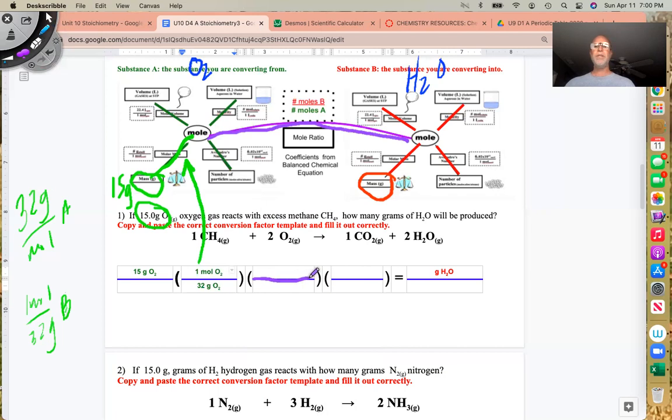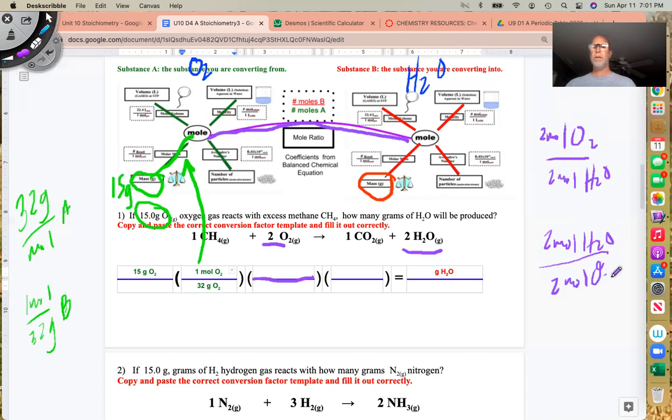Where do we get our mole ratio? We get it from the balanced chemical equation. So we're working with oxygen and we're working with water. Now, are we going to put the oxygen on the top or the oxygen on the bottom? Let's see. Is it going to be 2 moles of oxygen for every 2 moles of water, or will it be 2 moles of water for every 2 moles of oxygen? So are we going to use conversion factor A or conversion factor B? Remember, we want to cancel out moles of oxygen.